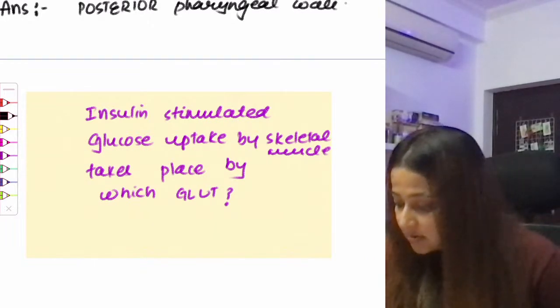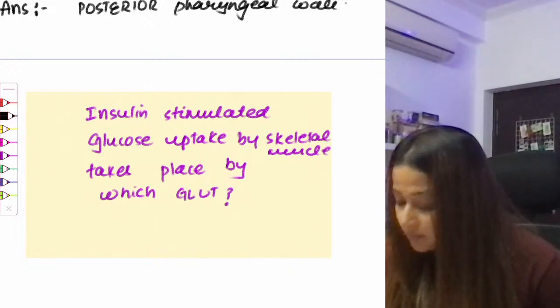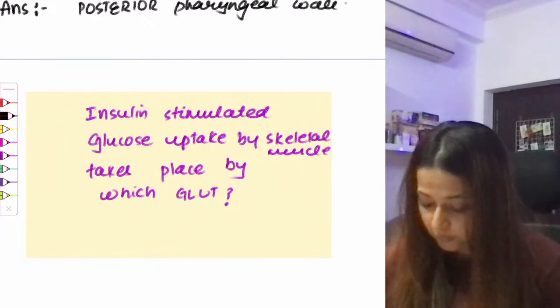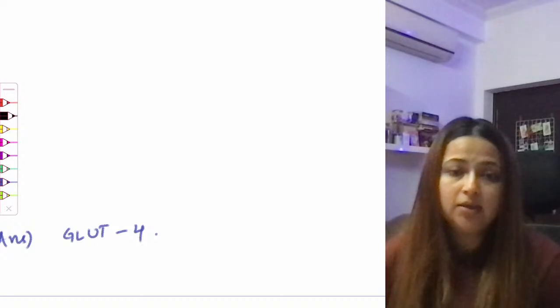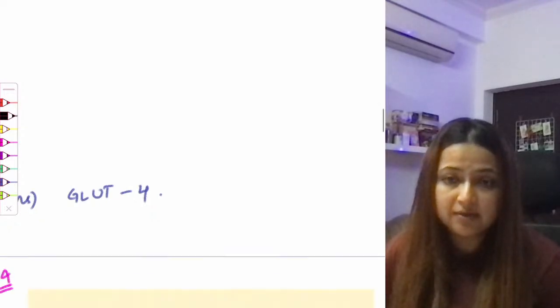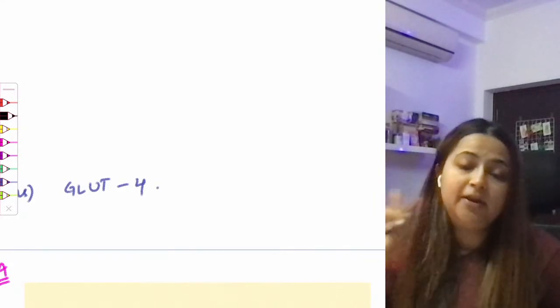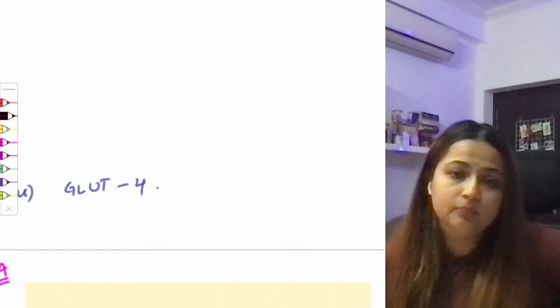So the answer, yes, Gautam, Gurjeet, you gave the right answer, Smriti. And these are the right answers. The answer is GLUT4. So with the help of glucose transporter 4, insulin is able to push the glucose inside the skeletal muscle. So insulin mediated uptake of glucose by the skeletal muscle is equal to GLUT4. Now moving on.